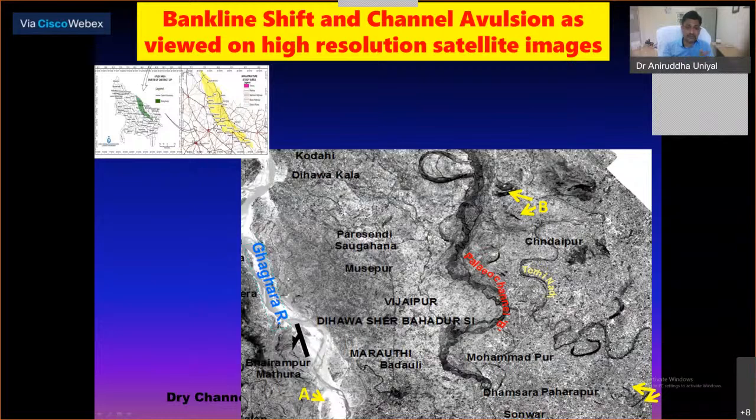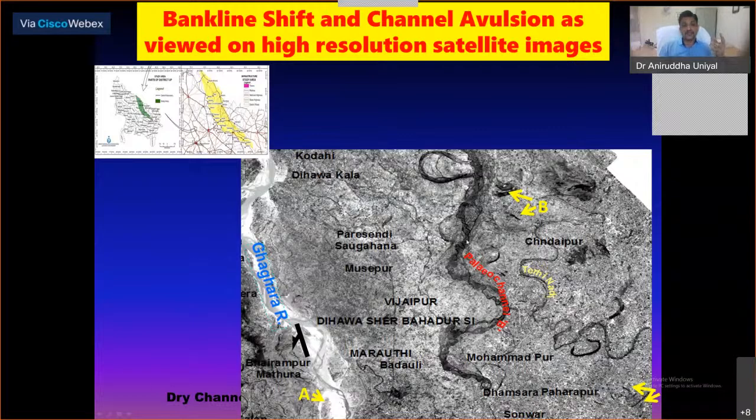Yazoo streams are those streams which follow a master stream, flowing through its active or old floodplains, just parallel or subparallel to the master stream for a couple of kilometers, 2, 3, 4 kilometers. In the rainy season, they become very dangerous when they are filled with water. They can wipe out anything.